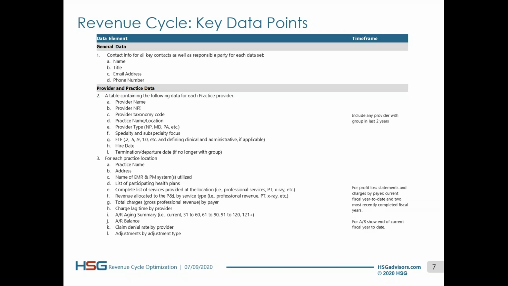Moving on down, looking at the charge lag time by provider, AR aging by aging cohort. We'll look at some data and some output of what that looks like. AR balance overall, claim denial rates, and then adjustments by adjustment type, which we mentioned earlier on, but is important to look at and understand what type of adjustments.